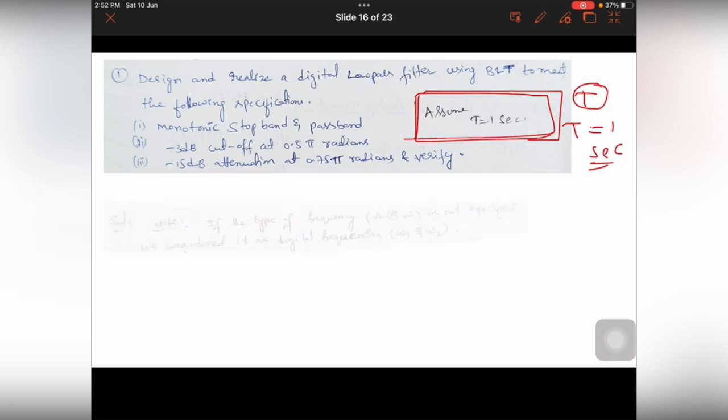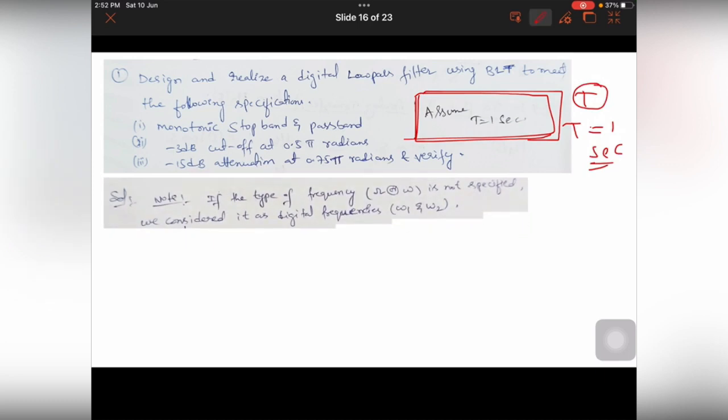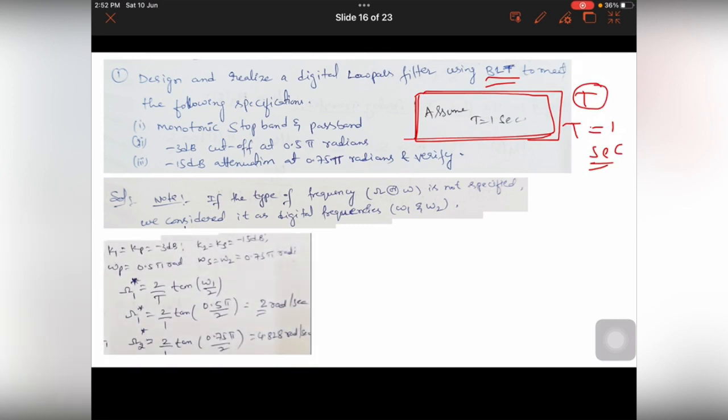Next, I will go to the frequency specifications. You can observe here it is a bilinear transformation. The given specifications are digital filter specifications, and we are not supposed to design the digital filter directly. As we already know, we always design the low pass Butterworth filter in analog, and then convert the analog filter specifications to the corresponding digital filter specifications.